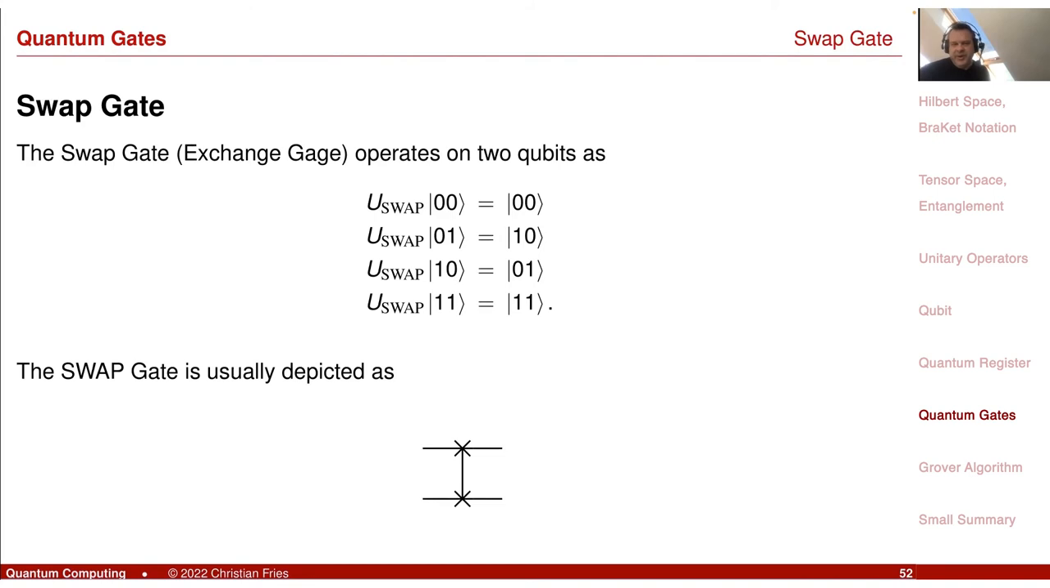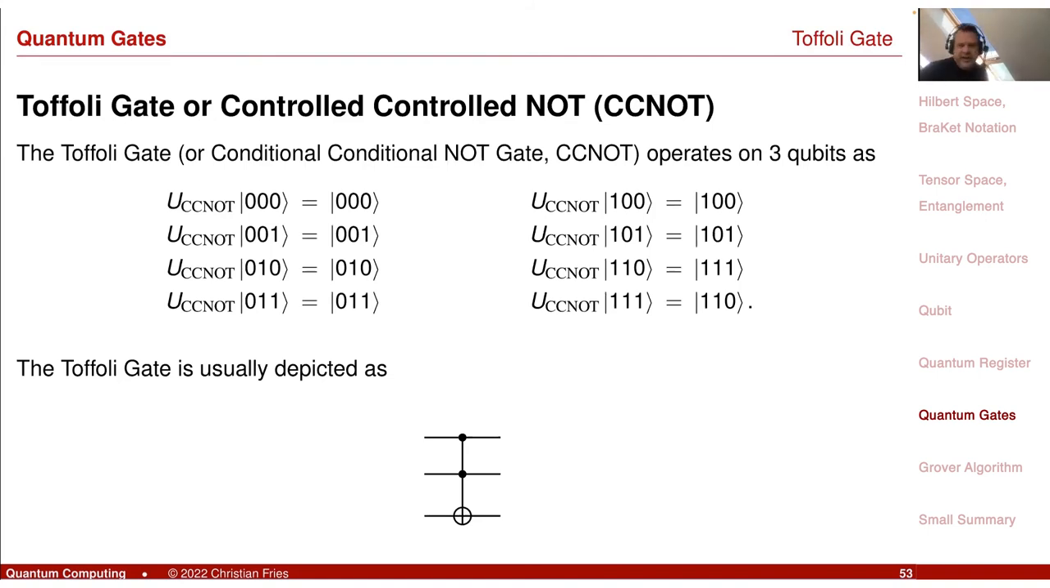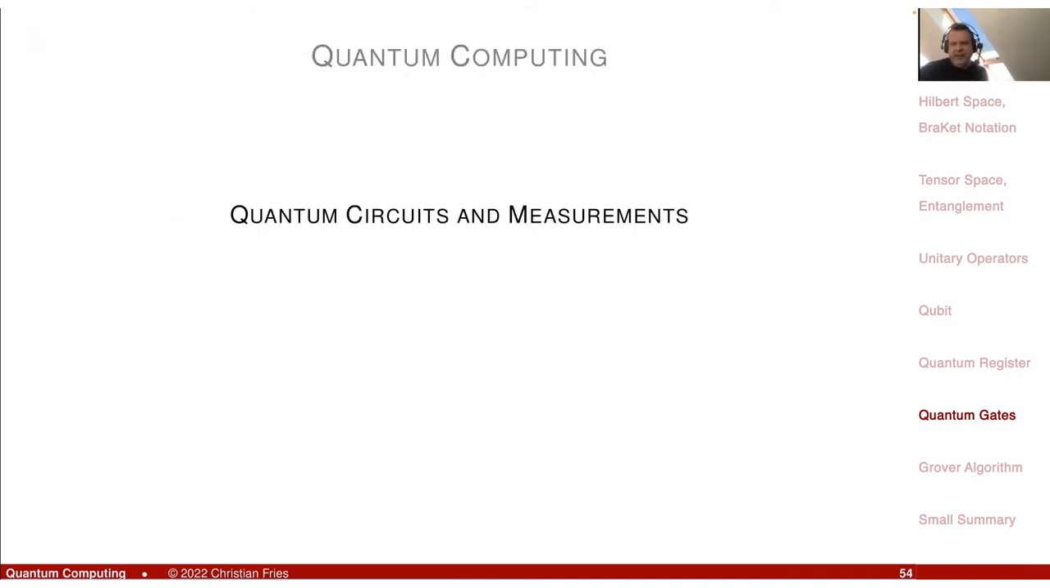We can create a swap gate that just swaps the values of the bits. So you see it is just swapping here from there to there, these two. So it's swapping the bits, usually depicted here with this picture, the two crosses. And if you would like to have an example for a gate operating on a 3-qubit register, there's the controlled-controlled NOT. So it only applies a NOT if both qubits are 1. So you have a huge identity and then a small NOT in the corner. These were some examples for gates. There are more. There will be maybe a nice other session where you see more.